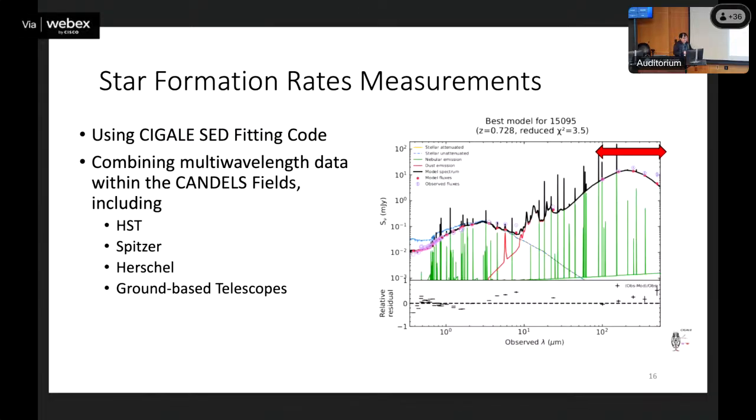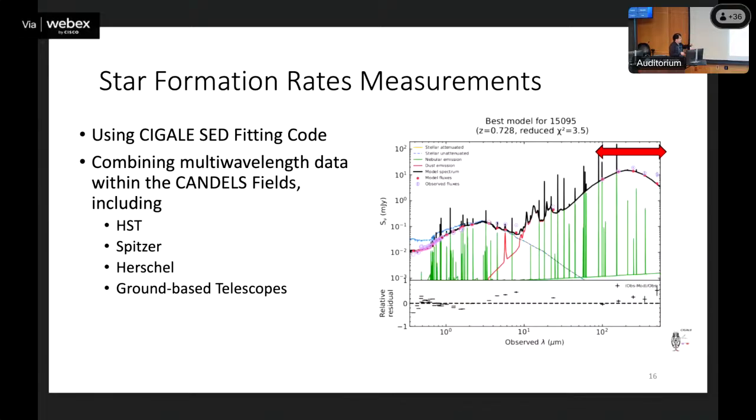Now, the next step that I'm working on right now is to do the SED fitting to obtain star formation rate and other properties of galaxies. The most important part is right here, where I use the Herschel data to obtain far infrared data. This covers the dust emission of galaxies from dusty star-forming systems, and this is the important part that I add to improve the measurement of star formation rate.